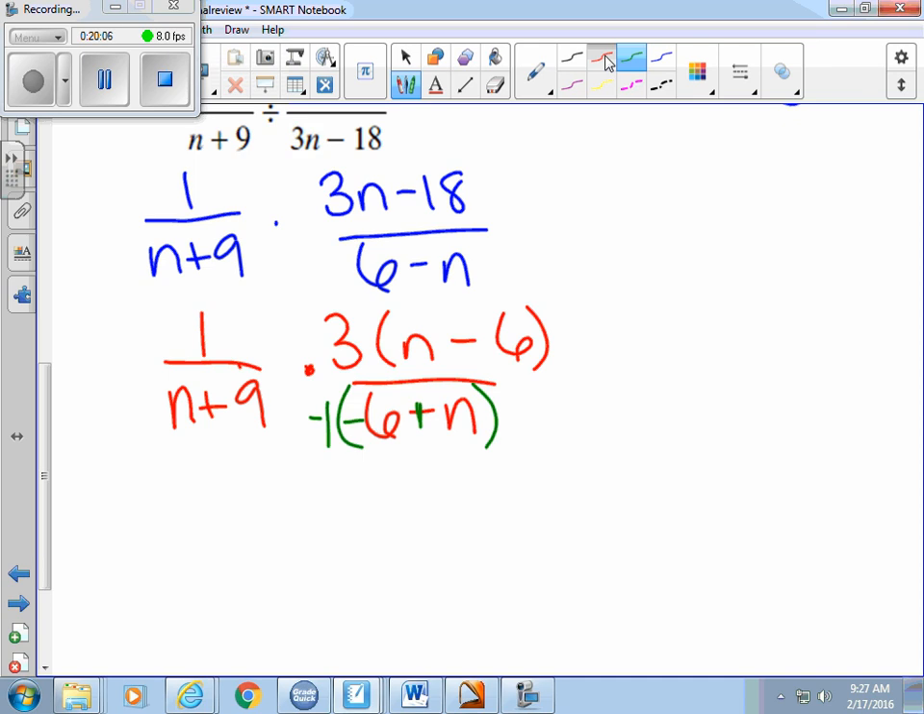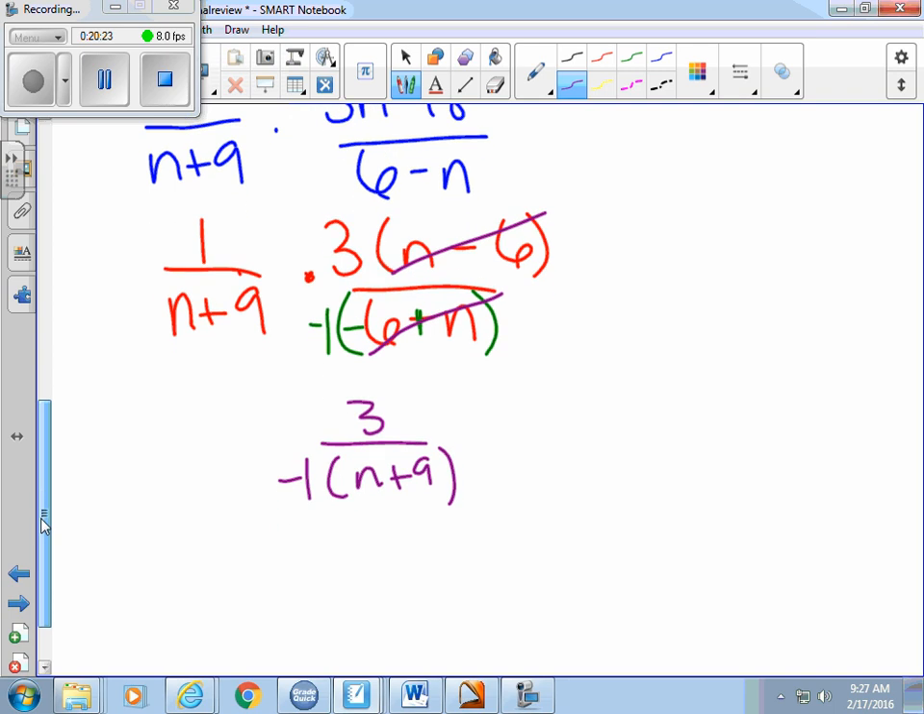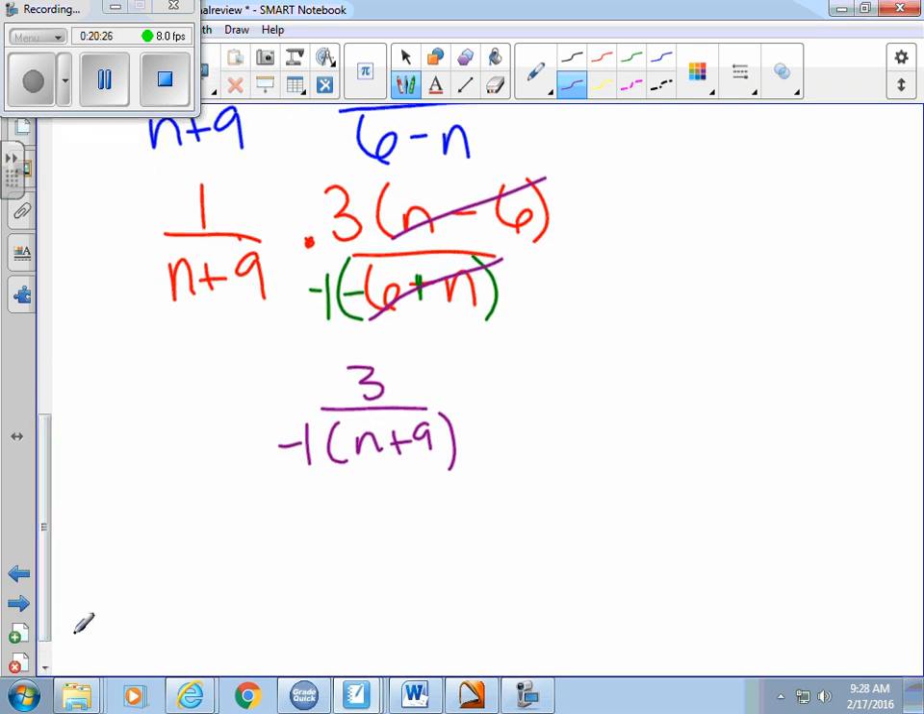Then those can cancel. That does leave me with a -1 on the bottom. So I have 3 on the top, -1 times n plus 9 on the bottom. Or you could do -n minus 9 if you would like. So that is how you multiply and divide fractions with letters in them. Any questions about that? So do we remember doing that in Algebra 2? A little bit.